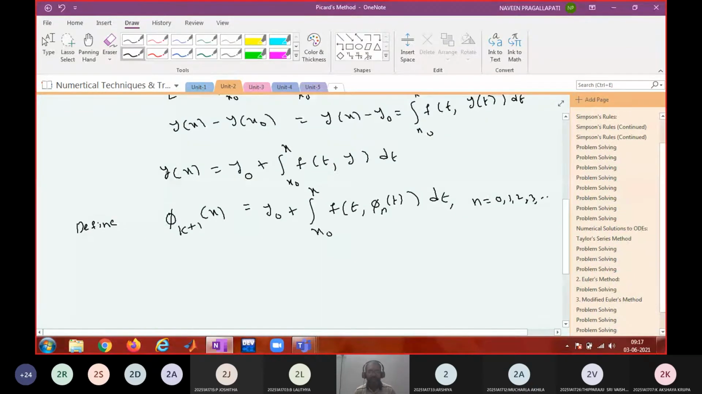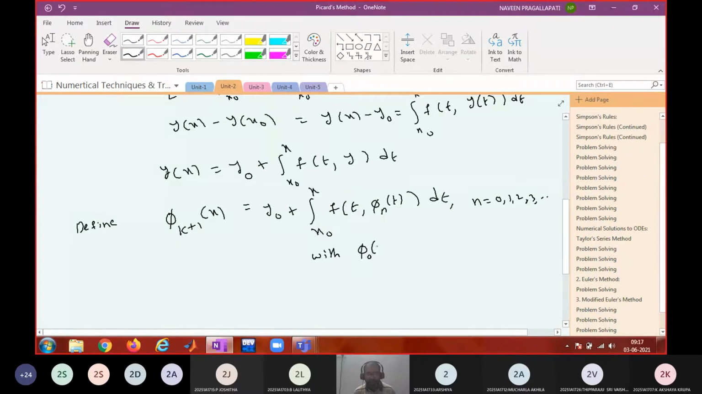And then you should know phi naught. If you know phi naught, then substitute, integrate this, and you will get phi 1. If you get phi 1, substitute that here, integrate this, you will get phi 2. If you know phi 2, substitute here, integrate this, you will get phi 3 and so on. So you need some starting point. What is that starting point? It is phi naught.